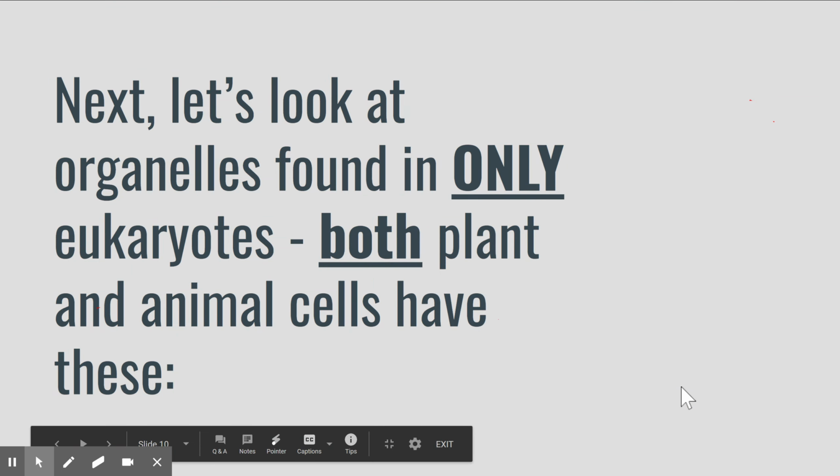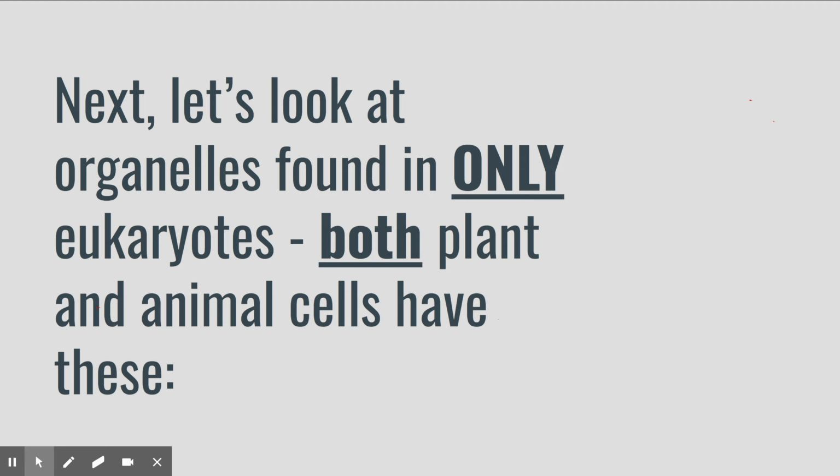So those are the three organelles that are found in both prokaryotes and eukaryotes. All cell types have them. What we're going to look at now are organelles that are found in only eukaryotes. Both plant and animal cells will have these, but prokaryotes will not. Once again, eukaryotes, both plant and animal cells, will have these. Prokaryotes will not have these organelles.